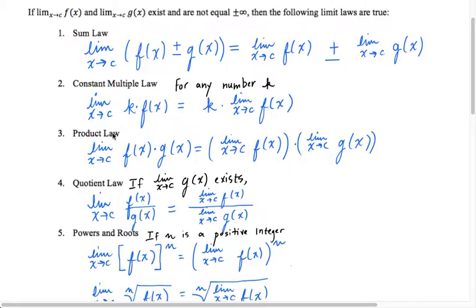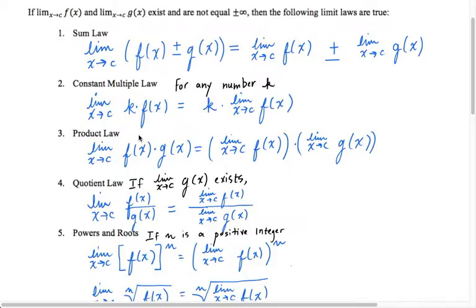Then we have the product law. The limit as x approaches c of f of x times g of x can be split into a product of 2 limits, the limit as x approaches c of f of x times the limit as x approaches c of g of x, which is similar to the quotient law.